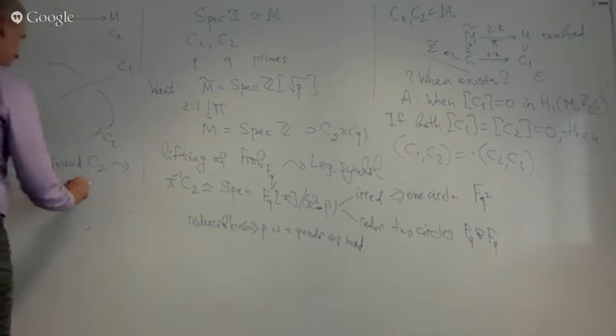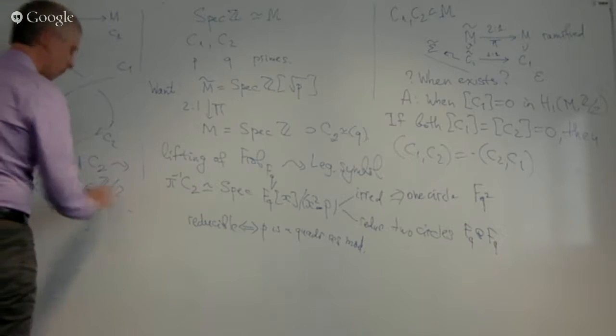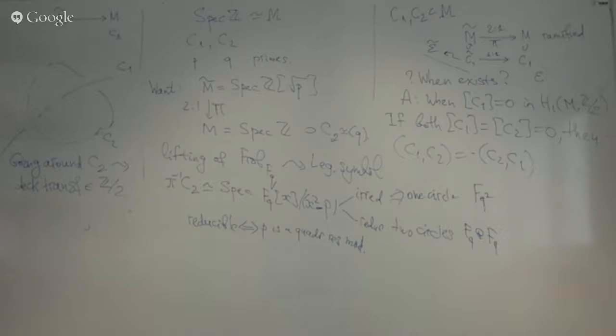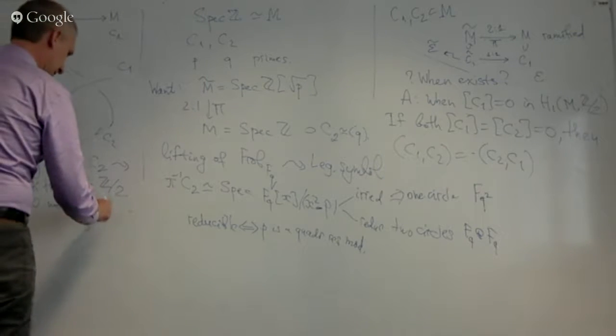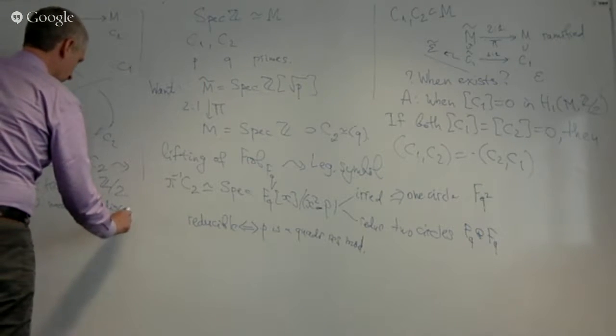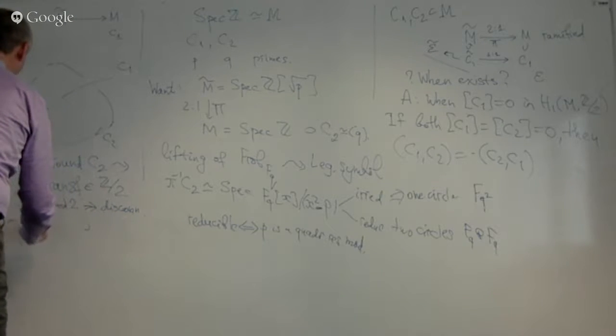So in the Galois group, it's an element of Z/2. If this deck transformation is trivial, equal to 0 in Z/2, then there are two covers. If you go around and the two fibers have not interchanged, if the deck transformation is the identity, it means that it's disconnected. If it's equal to 1 in Z/2, it's connected.